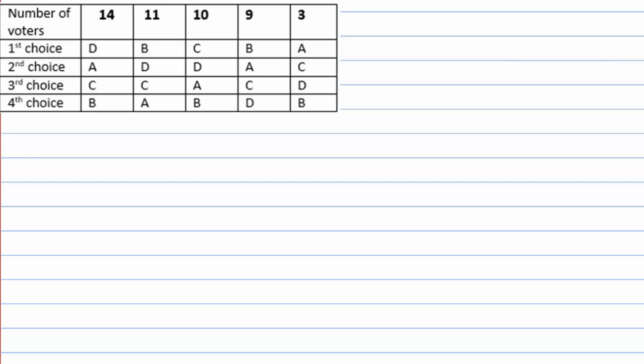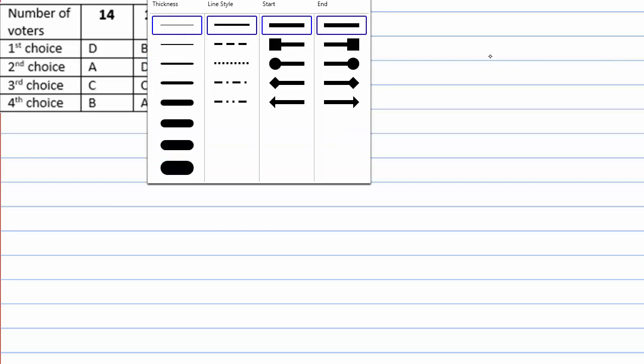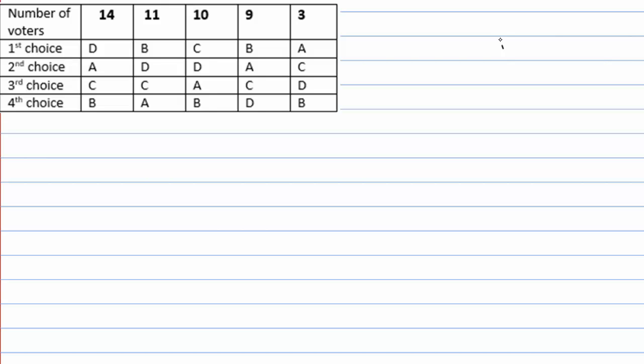In this video, we're going to do an example involving the instant runoff method of voting. So again, we're given this preference schedule, and we can go ahead and determine the total number of voters. So 14 plus 11, that gives us 25, plus 10 gives us 35, 35 plus 9 gives us 44, and then we have plus 3, so 47 voters altogether.